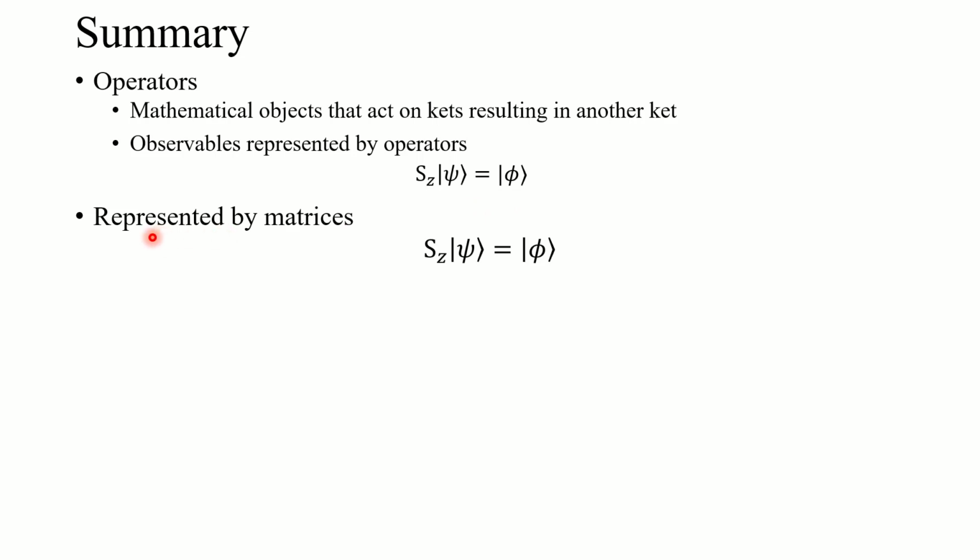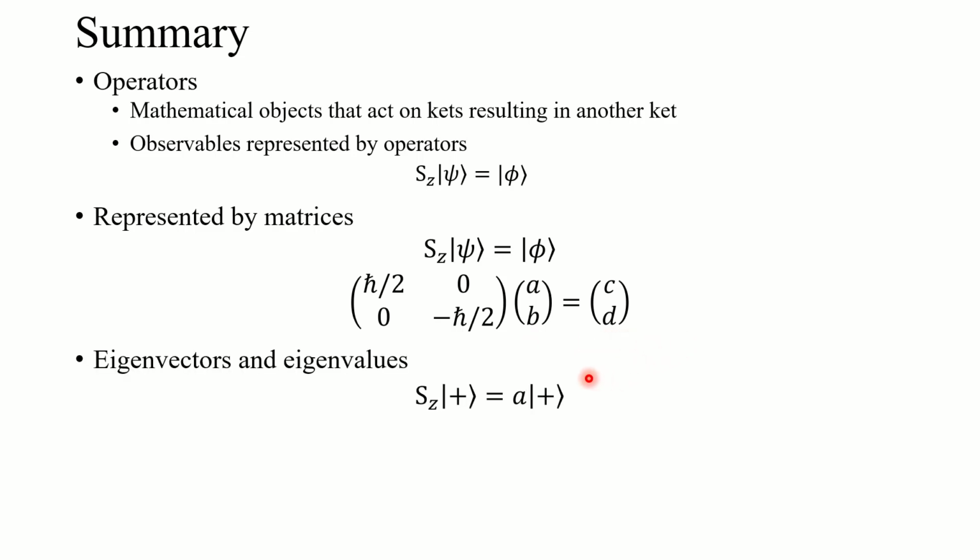We talked about how we can represent these as matrices. So that same equation we just talked about, written in matrix notation in the Z representation, would be a 2 by 2 matrix for the S sub z operator acting on our generalized ket represented as a column vector, and it would produce some other ket, some other general column vector.